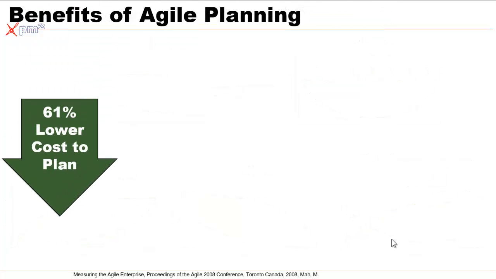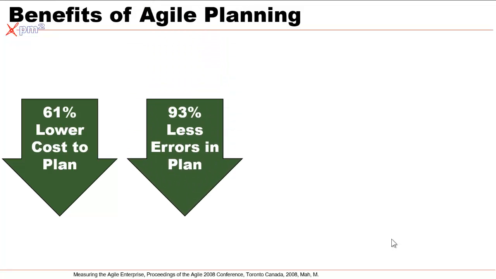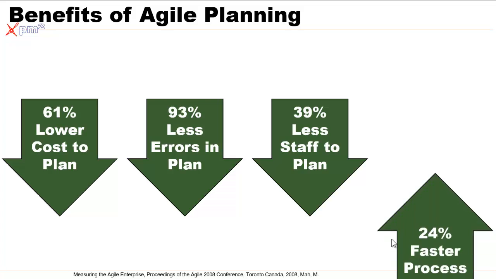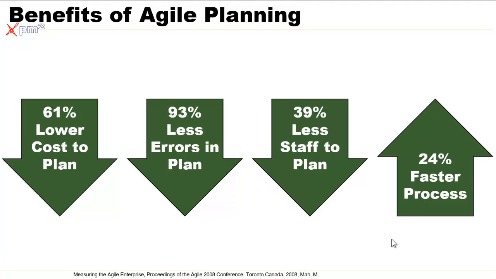What are the benefits? Well, our research indicates that you'll have about a 61% lower cost to put the plan together. You'll have about 93% less errors in the plan. You'll have about 39% less staff consumed in building the plan, and that's net going to increase the speed of producing the plan by about 24%. Now, of course, these numbers vary from organization to organization, but the benefits are significant.